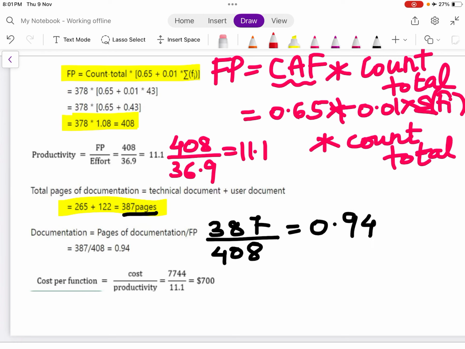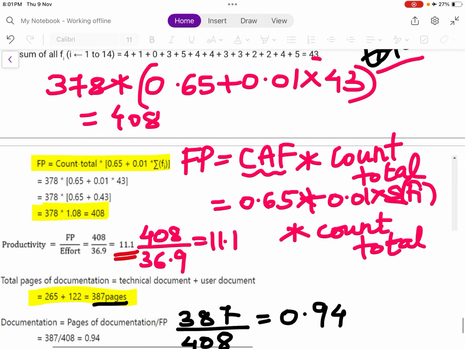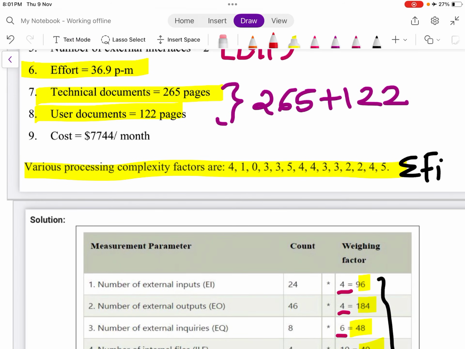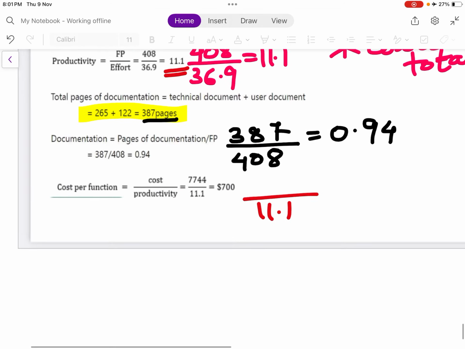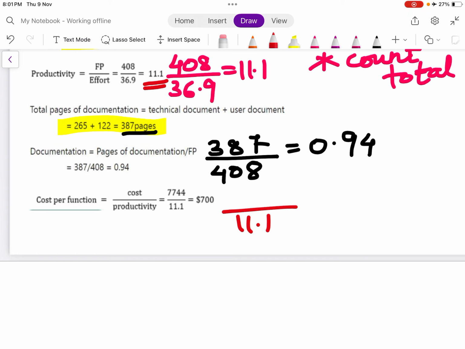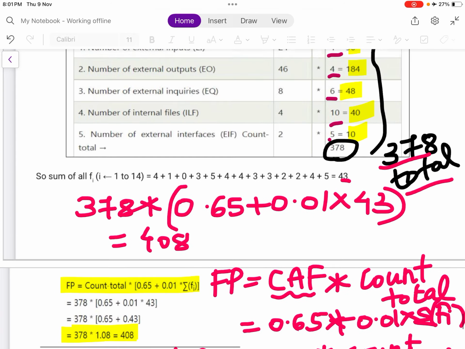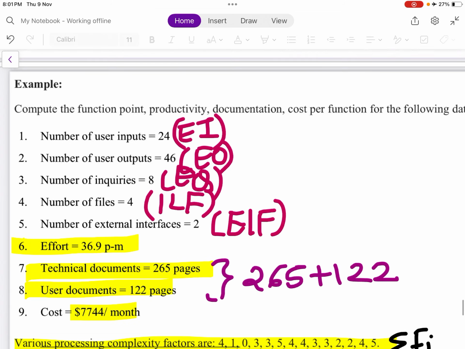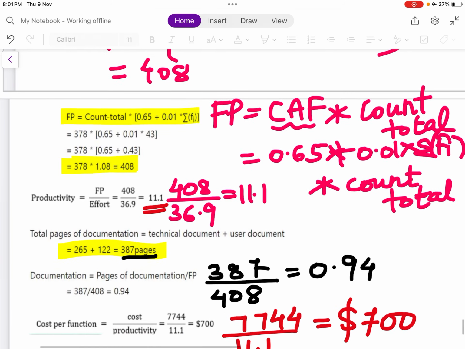Cost per function is cost upon productivity. Productivity we have found as 11.1. Cost we have been given in the question itself, that is $7744 per month. So we will simply do 7744 upon the productivity, that is 11.1. We get that as $700 is the cost per function. So this is how we will solve the question. It comes for 5 marks or 10 marks on functional point analysis.